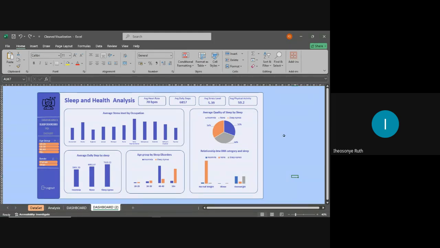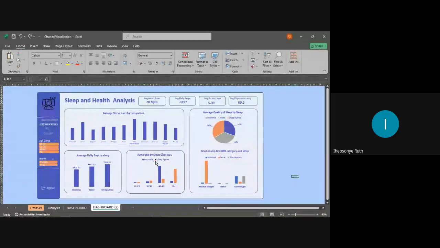So we compared the average stress level among the occupations. We found out that sales representatives were more stressed than all of the other occupations. And we compared average daily steps by sleep disorder. Interestingly, we found that people with sleep disorder tend to walk more, as you can see from the dashboard. Then we compared the age group by sleep disorder.